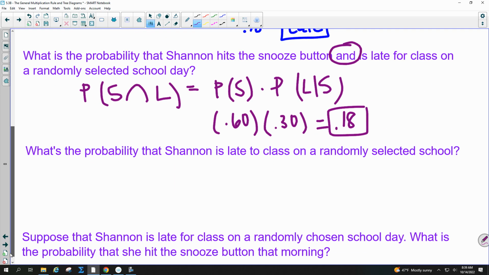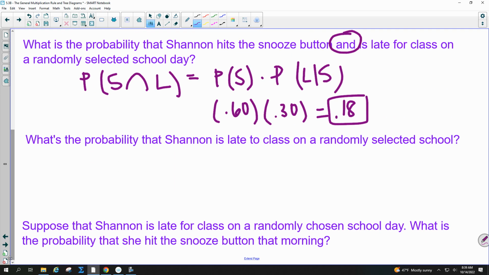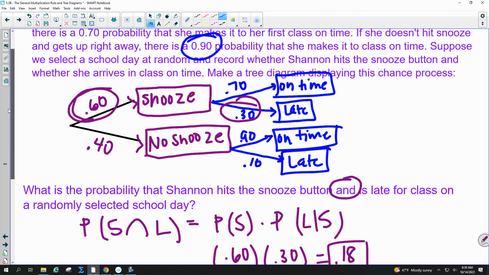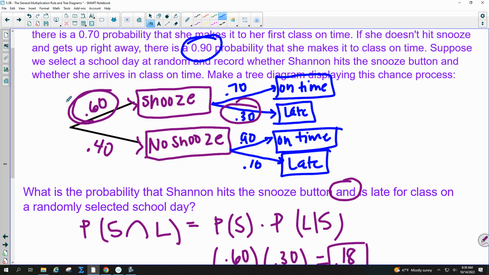What is the probability that Shannon is late to class on a randomly selected day? Okay, so the probability of late. Now, there are two ways to get to late. One pathway is she hits snooze and is late. The other pathway is she hits no snooze and is late. One or the other.